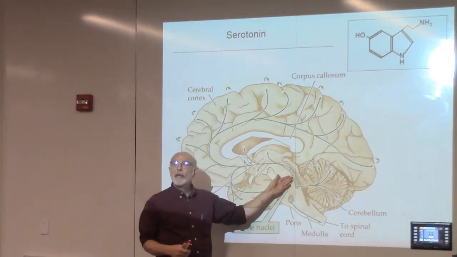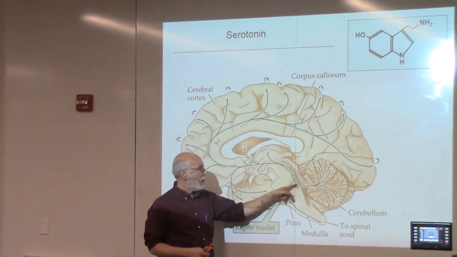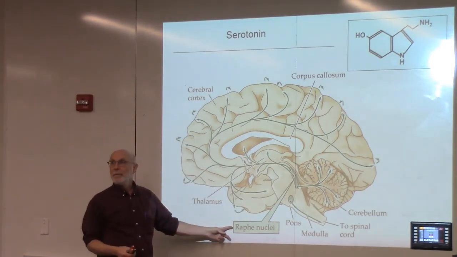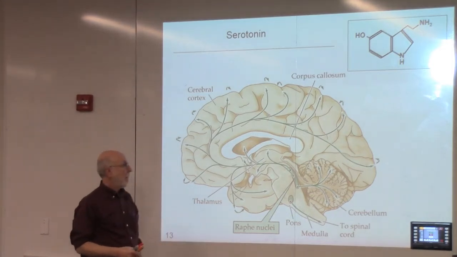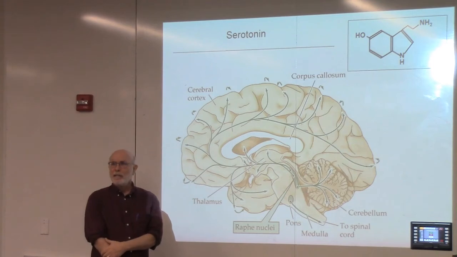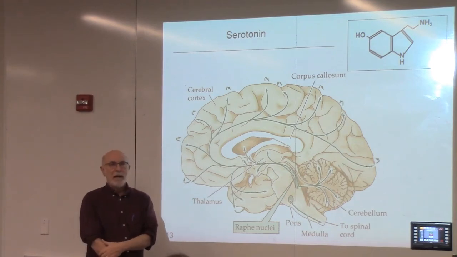The cell bodies of serotonergic neurons are in a part of the midbrain, again, called the Raphe nuclei. And they go everywhere, because something like mood is a very complicated phenomenon, and so those neurons go to lots of different locations.